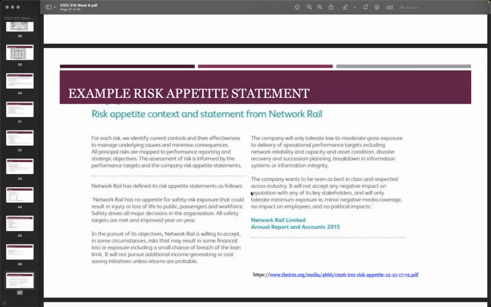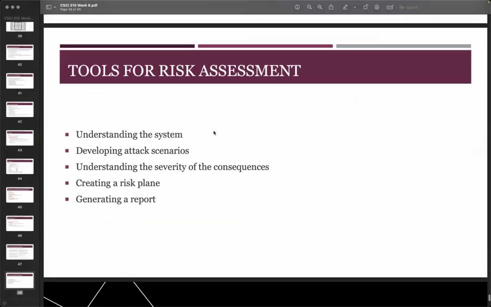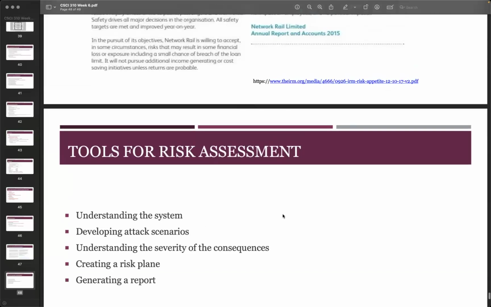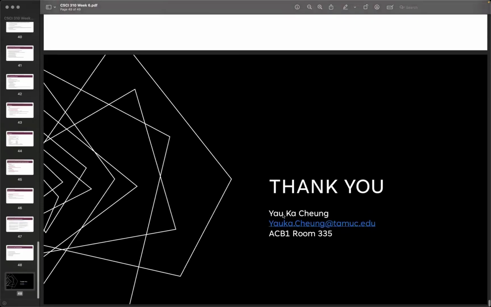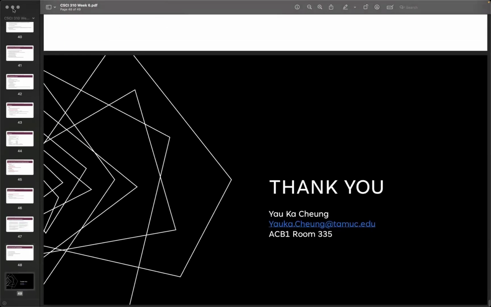Okay, so we have more examples, but if you're interested, you can look at it. But we don't have to. There are tools for risk assessment to understand the system, develop the attack scenarios, understand the security consequences, then create the risk plan, and then generate a report. Working in an organization, we talk about reports. Yeah, everything is reports and documents. It can help us to review and check what the possible risks are and makes them easy to monitor. Okay, so that's everything here about risk assessment.